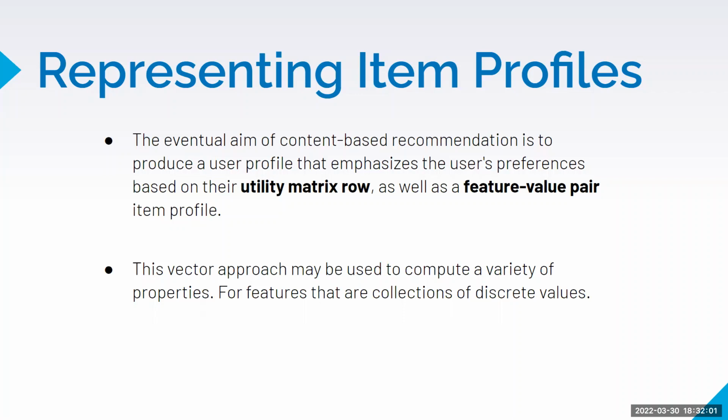Hello everyone, and eventually, the entire aim for content-based recommendation is to provide a user profile that emphasizes user preferences based on two characteristics: the utility matrix and feature pair values. This vector approach may be used to compute different numbers of properties, especially for features that are collections of discrete values.